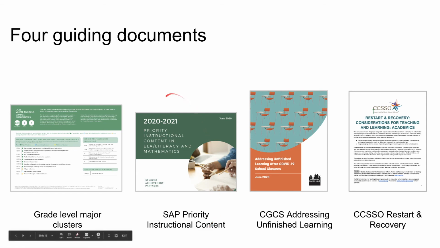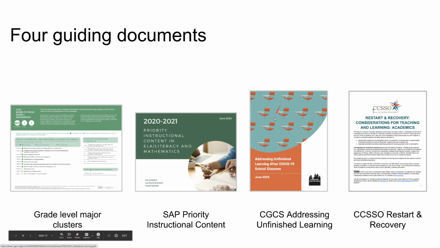This is K-8 as well. It's the Student Achievement Partners Instructional Content. This document helps us understand what our priority standards are for K through 8. This is getting more into the high school as well.